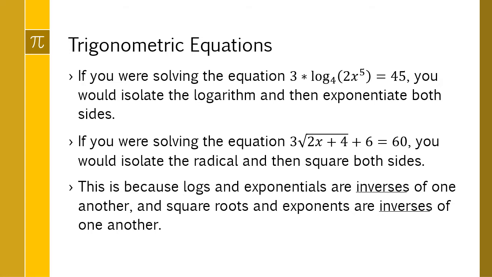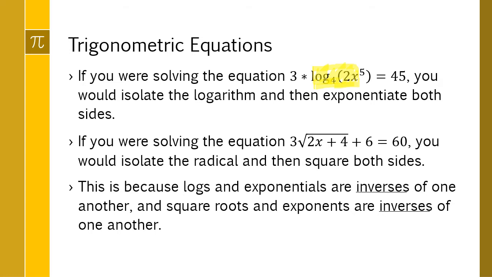So a way that you can think about this is that if you were solving the equation 3 times the log base 4 of 2x to the 5th equals 45, you would first isolate the logarithm. So you would try to get the log base 4 of 2x all by itself, and then you could exponentiate both sides. The inverse of a log base 4 is 4 to the power of whatever your argument is. So you could undo the logarithm by using an exponential.